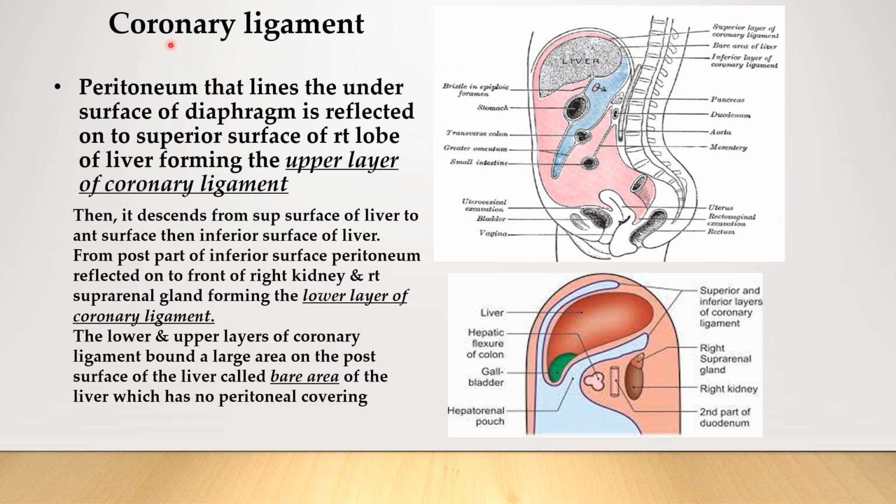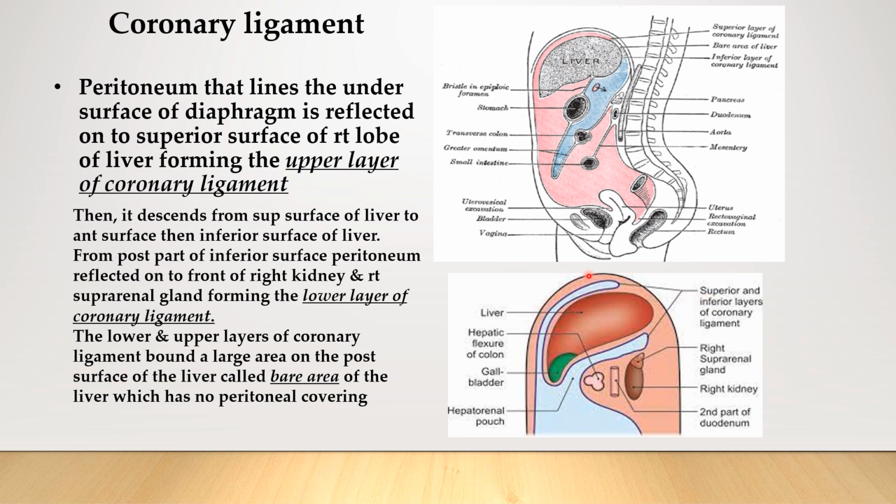And it has the round ligament of the liver, also known as the ligamentum teres. So the next peritoneal ligament associated with the liver is the coronary ligament. The peritoneum that lines the undersurface of the diaphragm is reflected onto the superior surface of the right lobe of the liver, forming the upper layer of the coronary ligament. So here you can see this is the diaphragm, and the peritoneum that lines its undersurface is reflected onto the superior surface of the liver, and this reflection forms the superior layer of the coronary ligament.